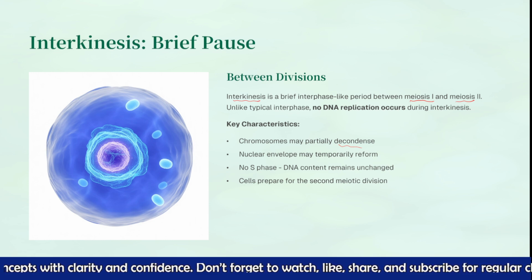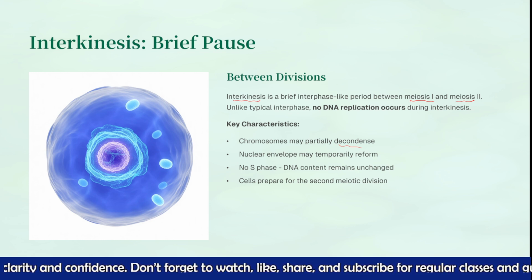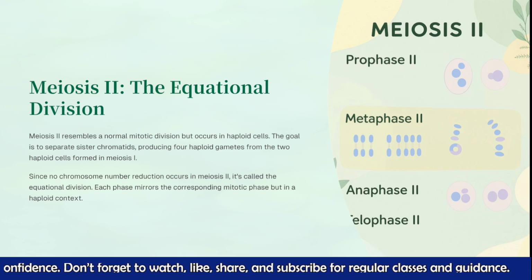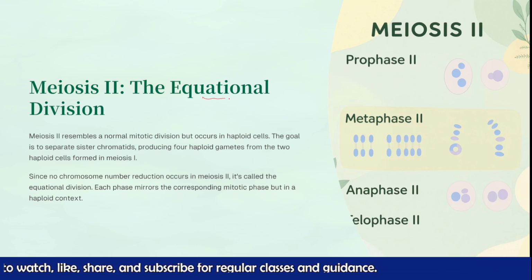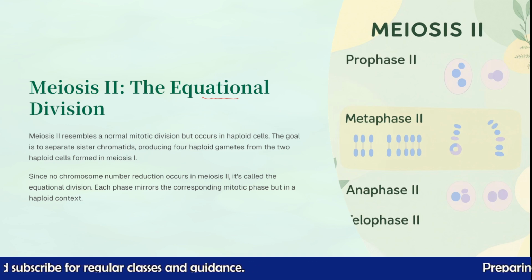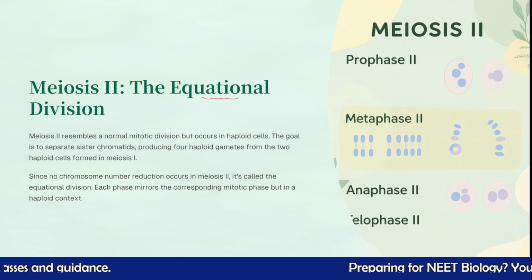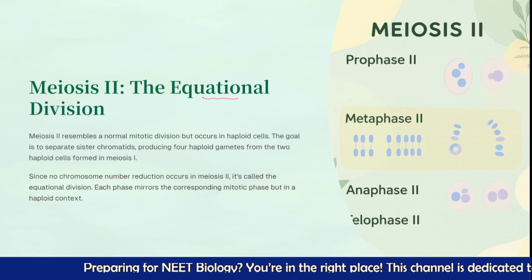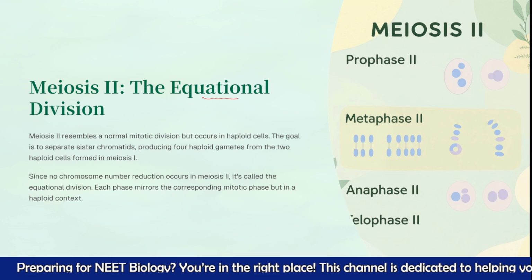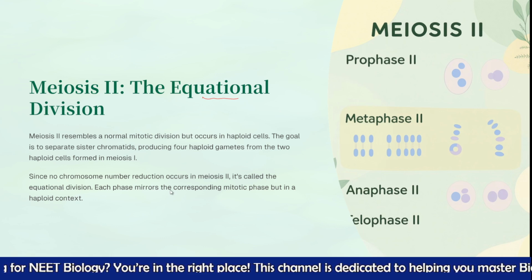That's all about interkinesis. And the last one is meiosis 2. Meiosis 2, as we already know, is the equational division. It is the same as mitosis in somatic cells, the same points you are going to learn here also. So meiosis 2 also has prophase 2, metaphase 2, anaphase 2 and telophase 2, four different substages.